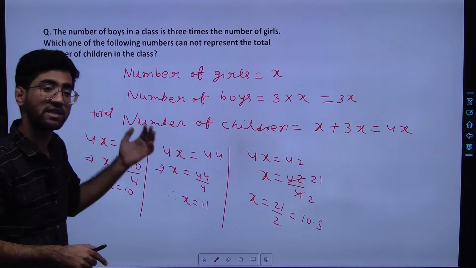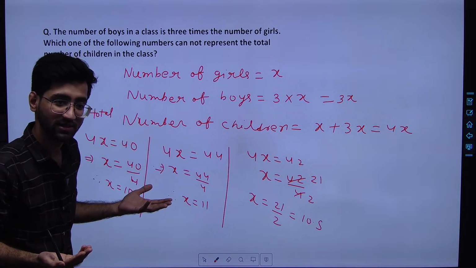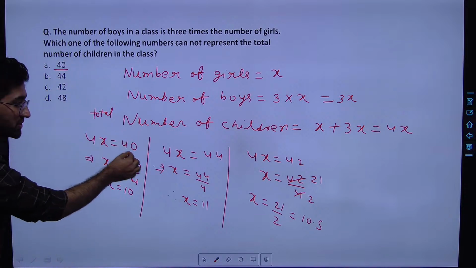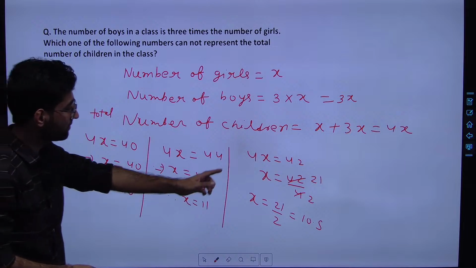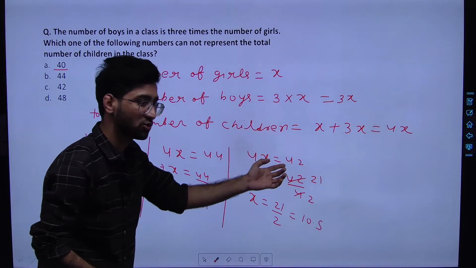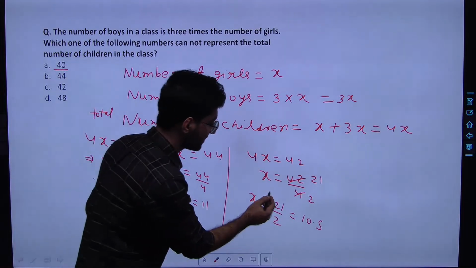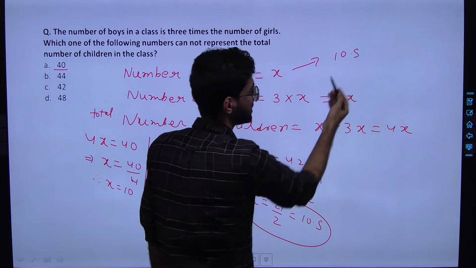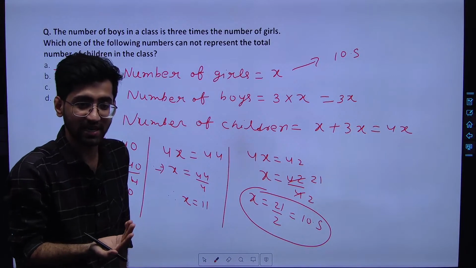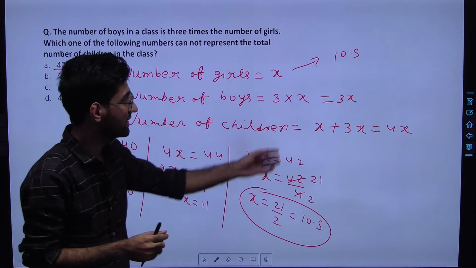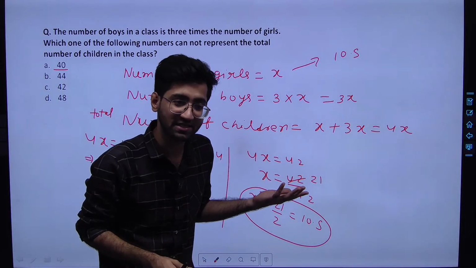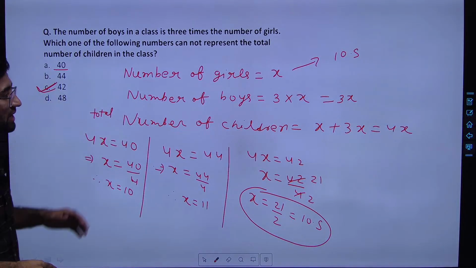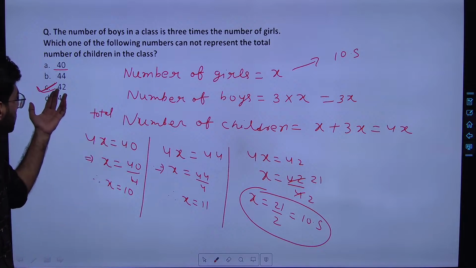But if you are not able to think in that way, then what to do? Okay, let us deal with each option one by one. When we dealt with option C that says that the total number of children is 42, we found that the value of x is 10.5. Option C is saying that the number of girls is 10.5. Is it feasible? The number of girls can be 10, 11, 9, 12, it can be a complete number. Can we say that 10.5 is the number of girls? You can't say that, right? Means 42 can't be the total number of children in the class. So 42 is the correct answer.